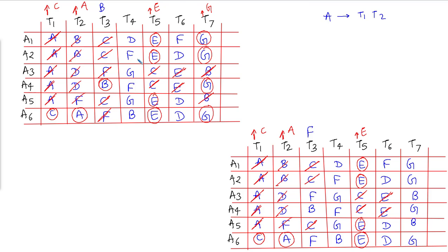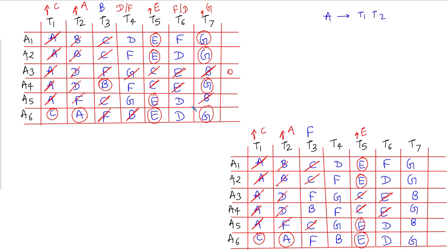So now terrorist 4 cannot be G, and terrorist 4 cannot be B. So terrorist 4 is going to be either D or F, and terrorist 6 is going to be F or D. From this we can see that agent A3 is going to identify 0 terrorists. That is fixed.